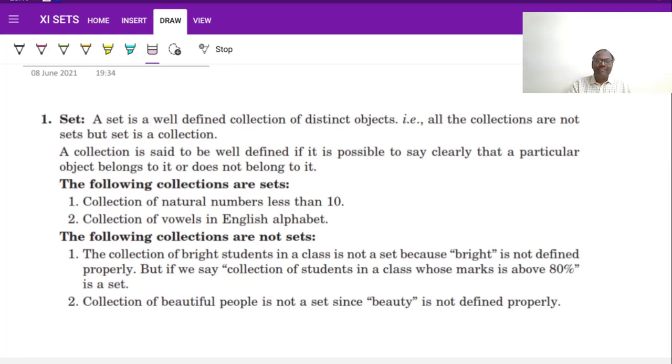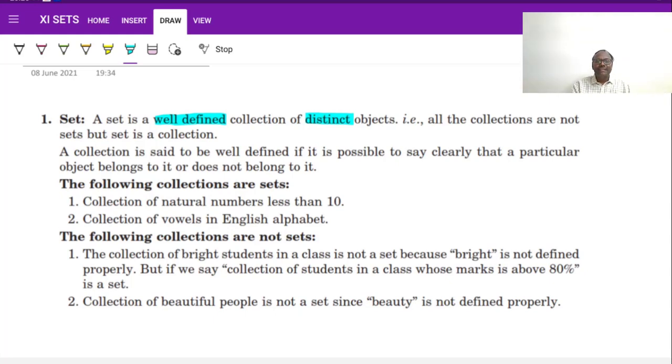A set is a well-defined collection of distinct objects. So you could see there are two keywords: one is well-defined, the other is distinct. A collection is said to be well defined if it is possible to say clearly that a particular object belongs to it or it does not belong to it. And the keyword distinct means that the members of this set are different from each other. So once again, a set is a well defined collection of distinct objects.